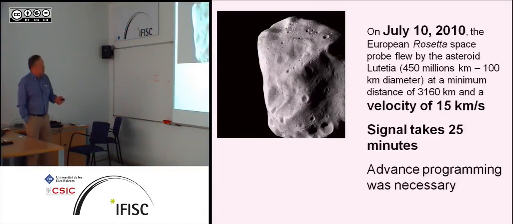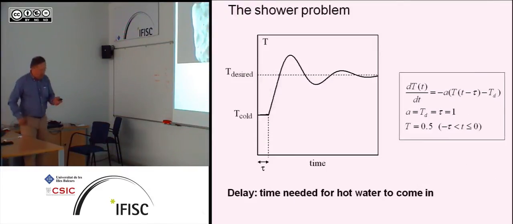Here is an example I took from last year. It is a European space probe that made a very long trip and went close to an asteroid, which was about 450 million kilometers away from the Earth. That probe has a velocity of 15 kilometers per second. It doesn't have a lot of time to take pictures. Now, if it takes 25 minutes to communicate with Earth, sure, it will not make the rendezvous. So actually, what happened in that particular case, less programming was necessary. People, before they launched the probe, actually computed every minute of its trajectory. And then it was able to do this mission. So it is a problem that we are facing.